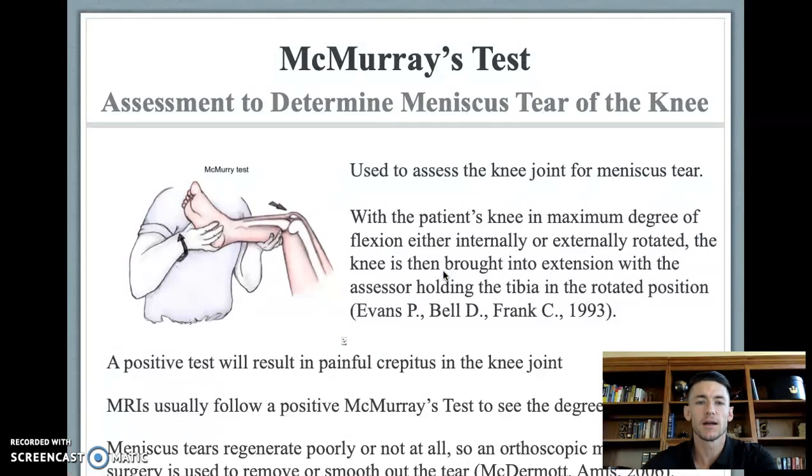McMurray's test is a good test to assess the state of the meniscus in the knee. The patient will be in its end range of flexion in the knee, and the athletic trainer will either internally or externally rotate the knee. The knee will then be brought into extension with the assessor holding the tibia in the rotated position. Positive tests will indicate a painful crepitus in the knee. If this occurs, then an MRI needs to be administered to see the extent of the injury in the meniscus.